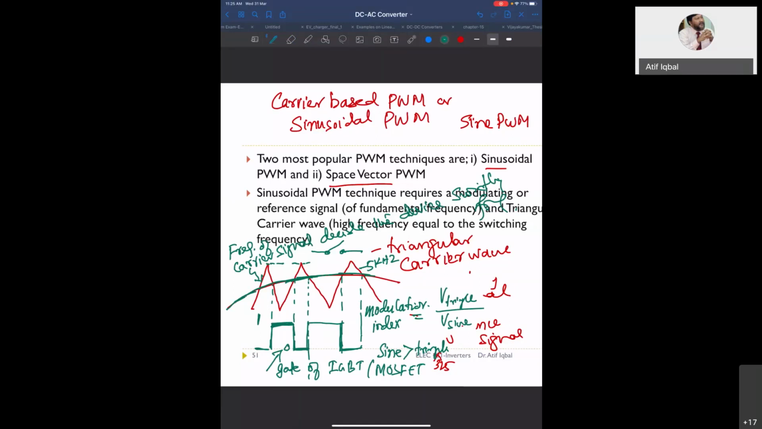So if the triangle is same as the sine wave, the modulation index will be 1. So the maximum value of the modulation index will be from 0 to 1. The maximum value will be less than or equal to 1. So the output voltage magnitude will be maximum when the modulation index is 1. Generally, we keep the modulation index from 0.8 to 0.9.